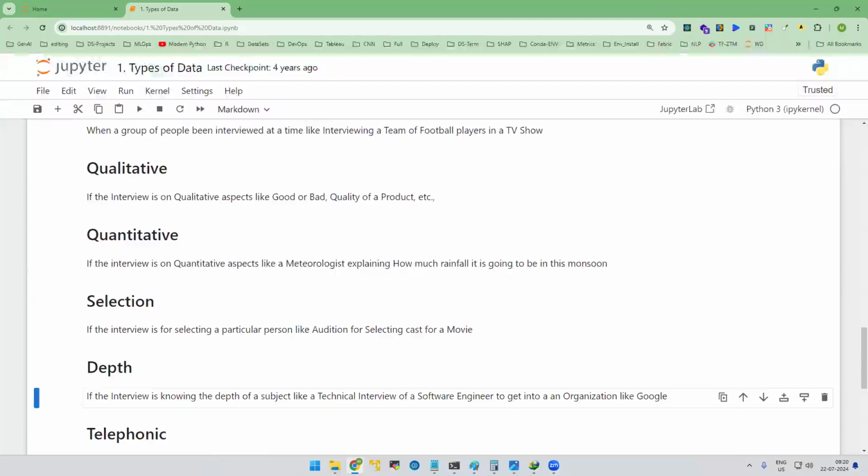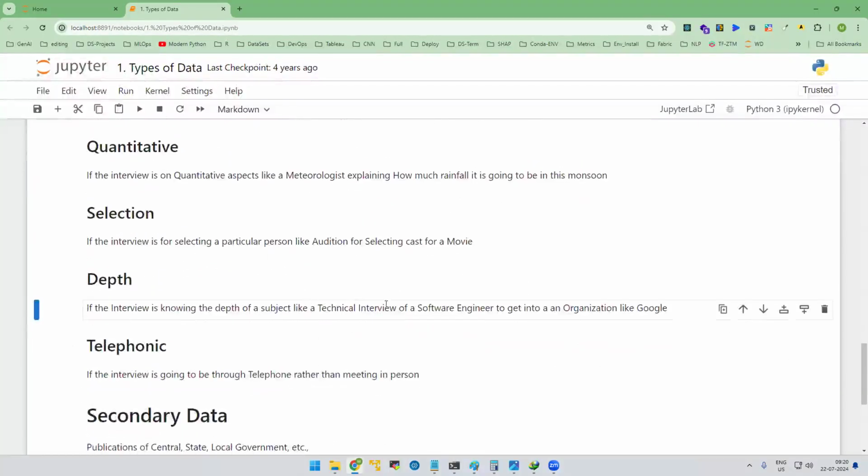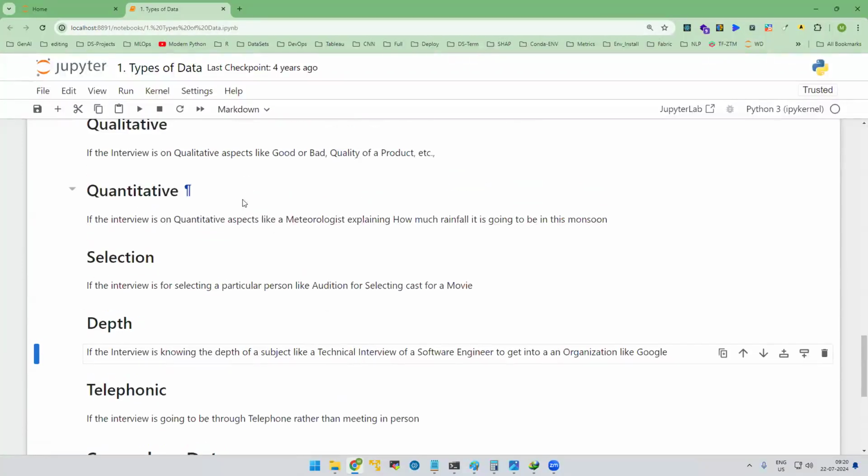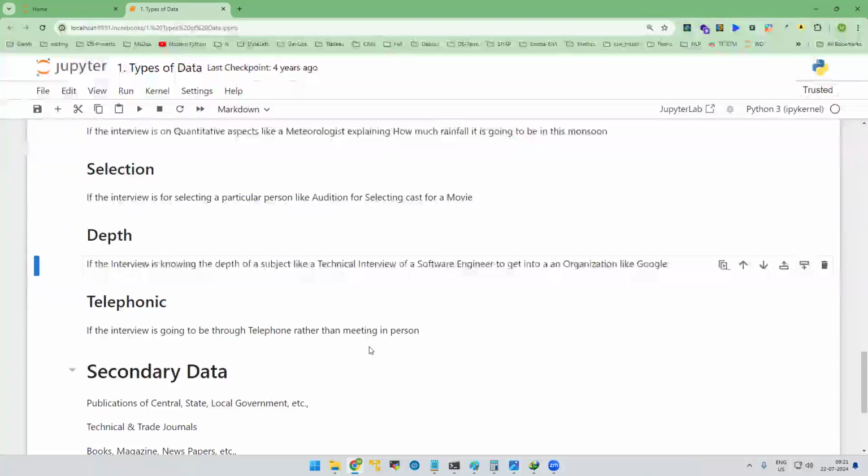I think you are combining qualitative, quantitative, and depth. These are totally different things. In the same interview, if they ask you how many marks you got, that is quantitative. But let's take machine learning. If they ask you to explain what a confusion matrix or classification report is, that is a depth interview. There is a difference. The more and more it goes into that, all of that is part of depth interviews.